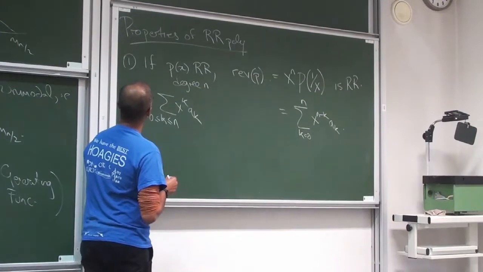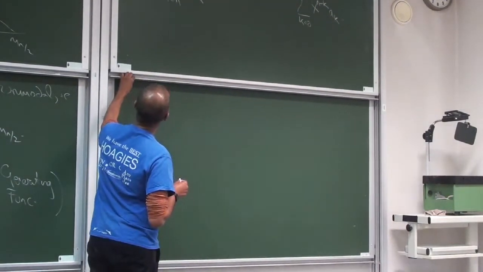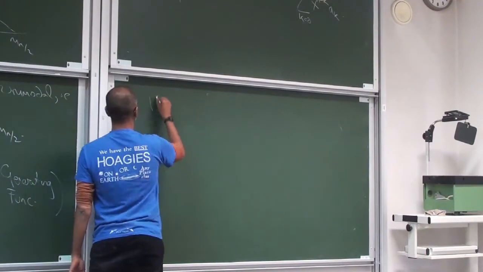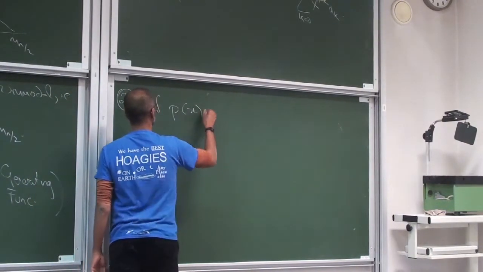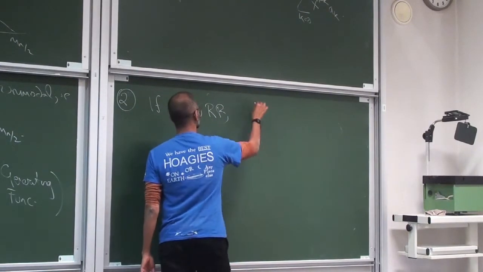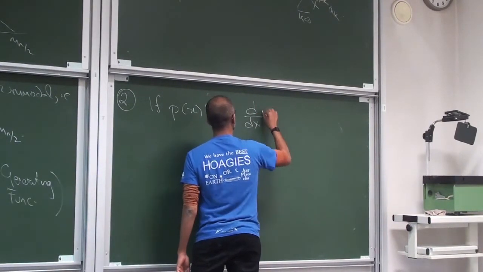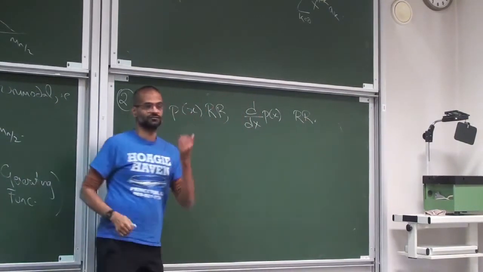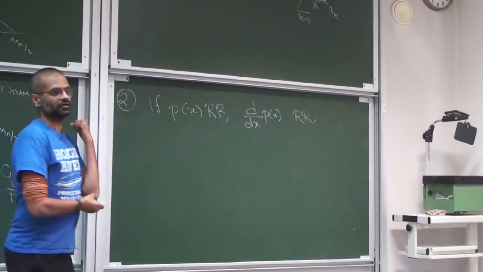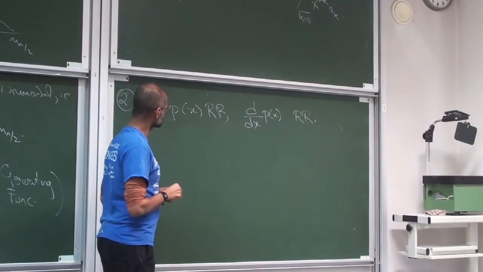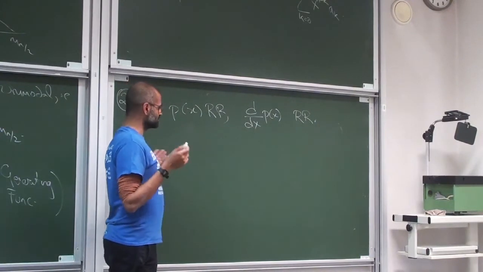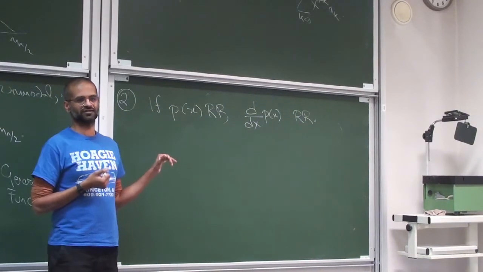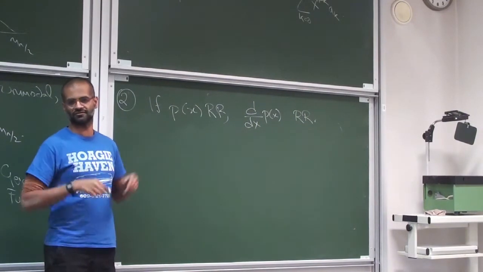Okay, let's move to a slightly more interesting property. The second property is, if p of x is real rooted, then its derivative is also real rooted. Differentiation preserves the property of being real rooted. This has several proofs. Maybe the easiest proof is just to use Rolle's theorem. If it has n zeros, then between every two zeros there's a critical point, and so on.